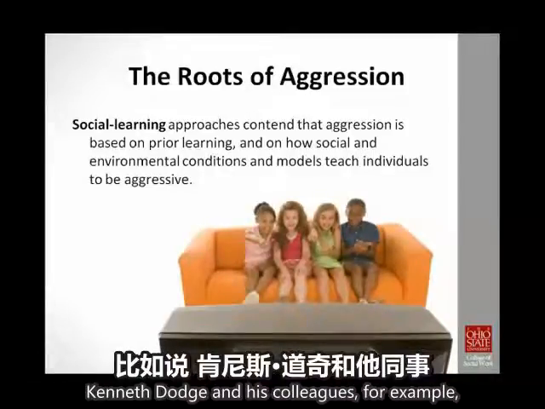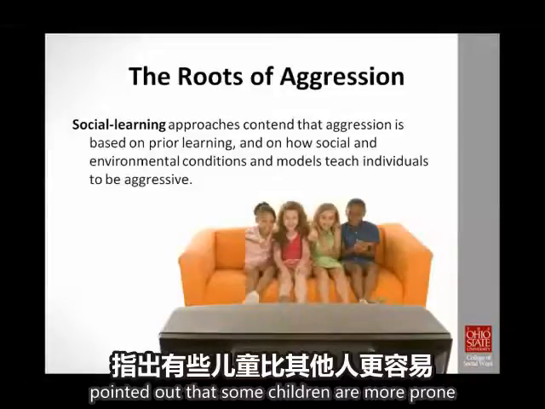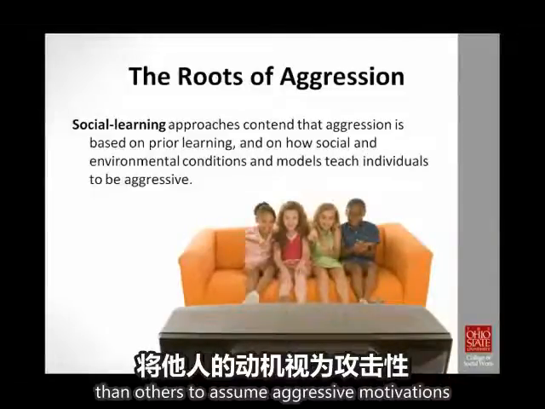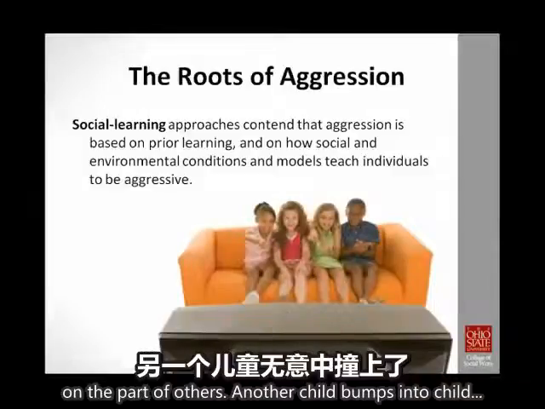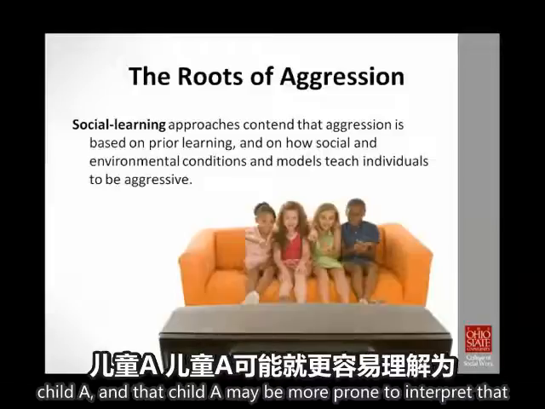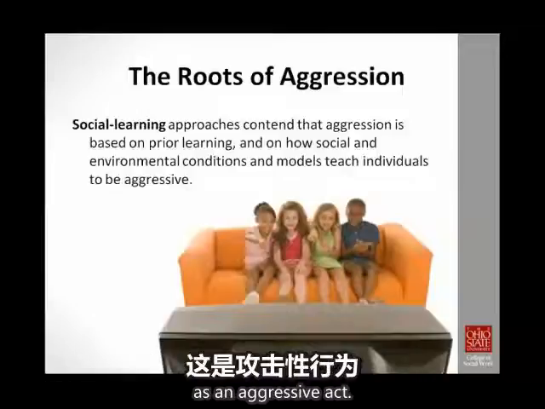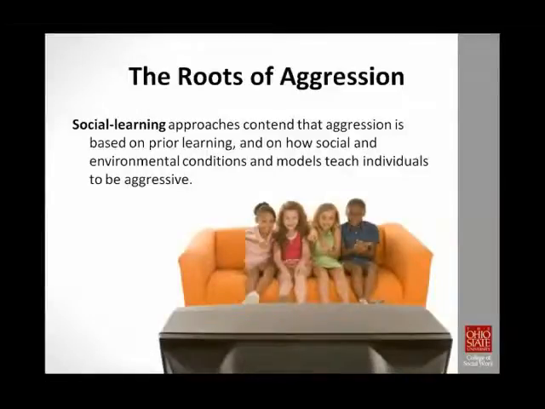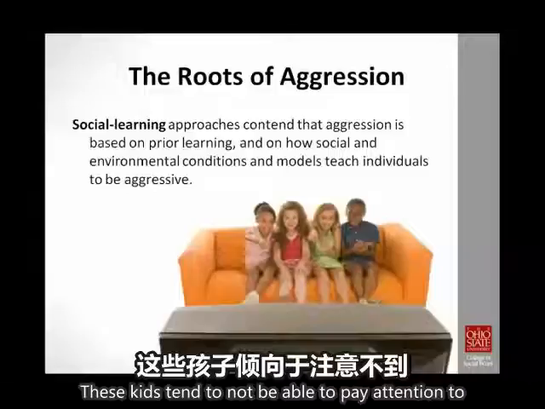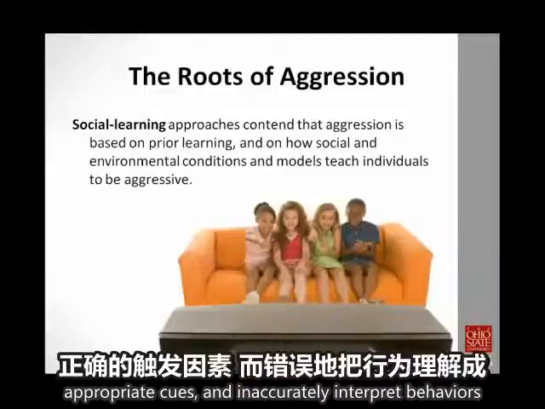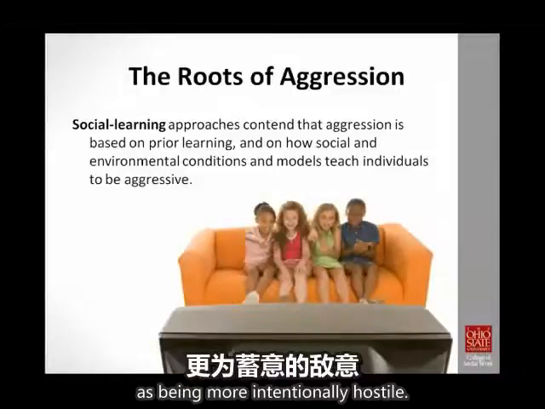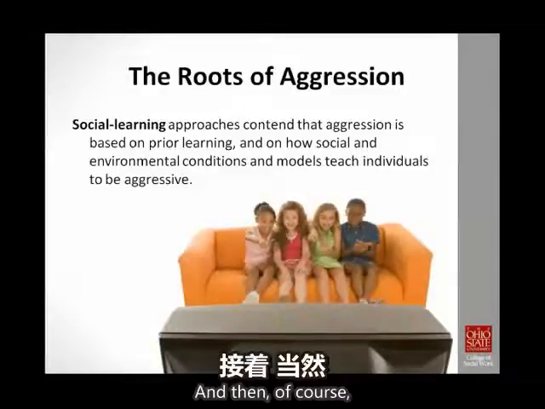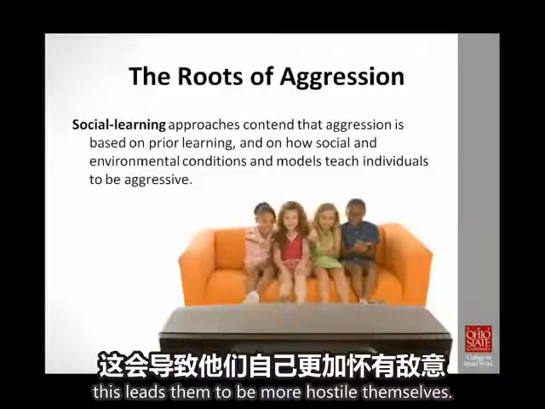Kenneth Dodge and his colleagues, for example, point out that some children are more prone than others to assume aggressive motivations on the part of others. Another child bumps into child A, and child A may be more prone to interpret that as an aggressive act. These kids tend to not be able to pay attention to appropriate cues and inaccurately interpret behaviors as being more intentionally hostile. And then, of course, this leads them to be more hostile themselves.